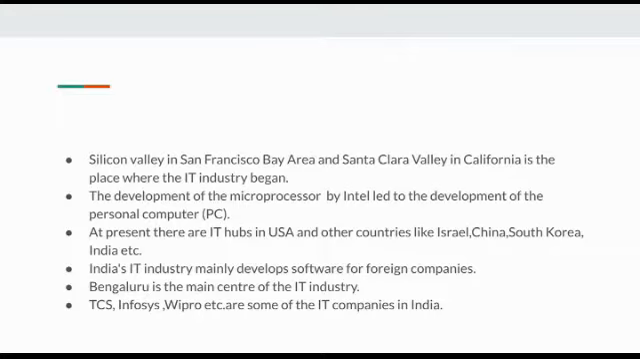And also we can see that it gives manpower, and ideas are also given to the IT industry. The main place where we started this industry is San Francisco and California. By the development of the personal computer, a great change also happened in the IT industry. It first started in the USA, and other countries also started this IT industry.